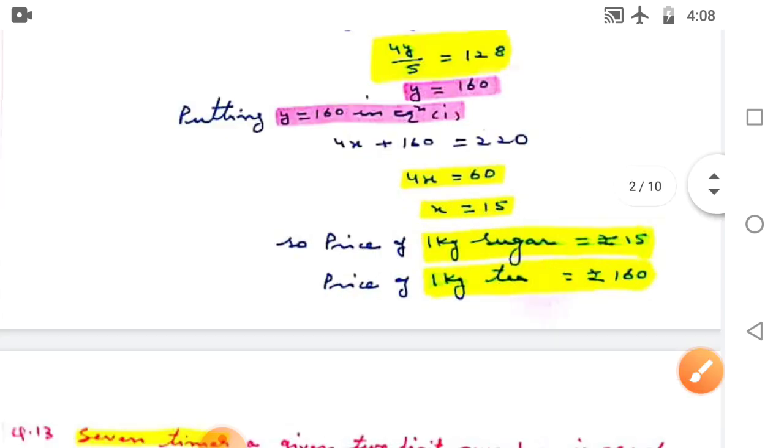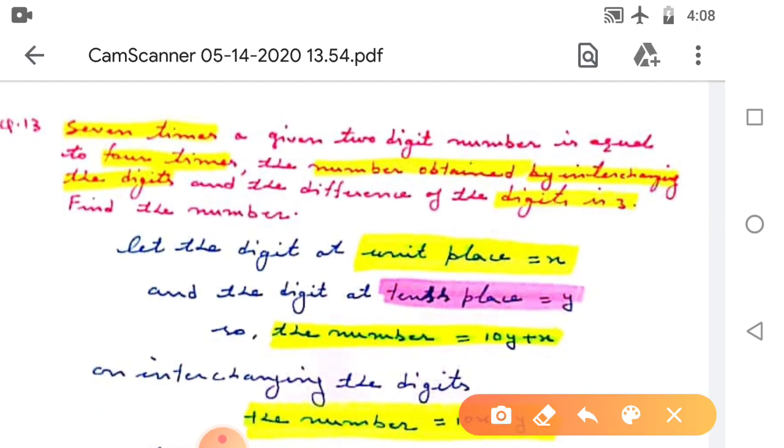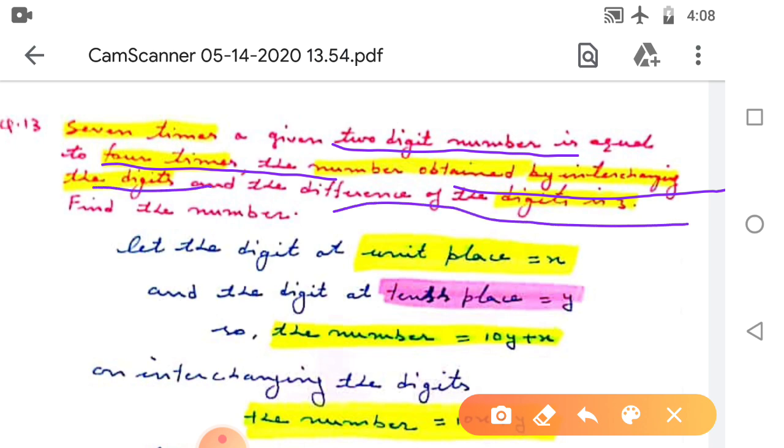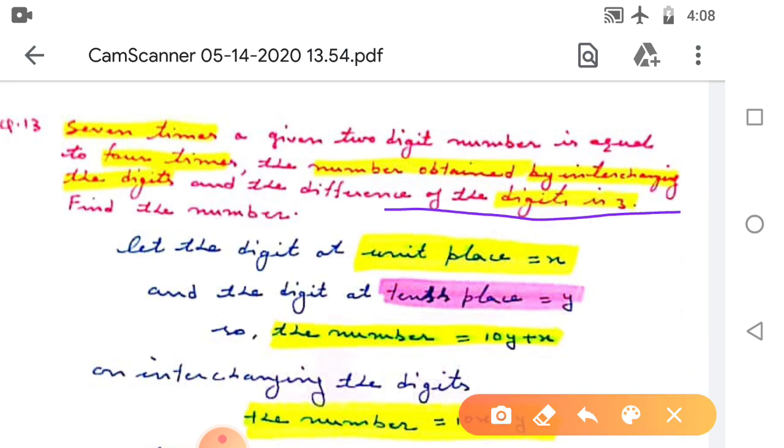Clear? Now come to question number 13. Question number 13 is: 7 times a given two-digit number is equal to 4 times the number obtained by interchanging the digits, and the difference of the digits is 3. Find the number.